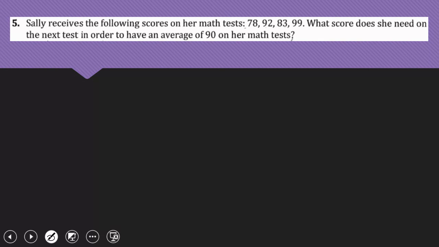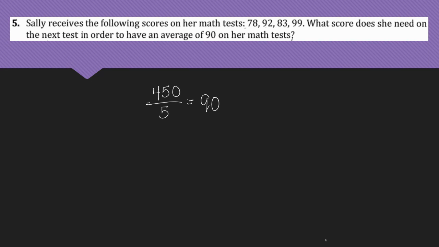Sally's taken 4 tests already, and she's going to take one more that she will get a score on. That is 5 tests total. We need to know what total, divided by 5, how many tests she's taking, is going to give us an average score of 90. Well, what number divided by 5 is 90? We can simply multiply 90 by 5, and we get a total amount of 450. So she needs to have 450 points total across all 5 of her tests in order to get a 90%.